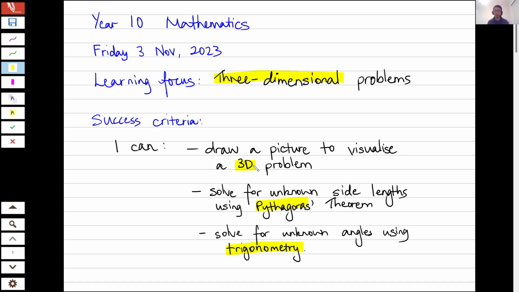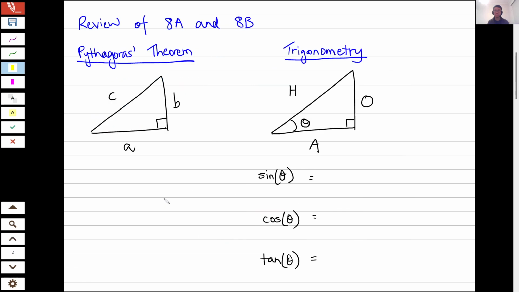So really, the way that we're going to be able to do that is to draw a picture, just like we did with elevation and depression problems. And essentially, we're going to break up our calculation into 2 or more steps. And that's it. There's no real content that's new today. It's just that the contexts are going to be new. I guess they'll be 3D. So let's get into it.